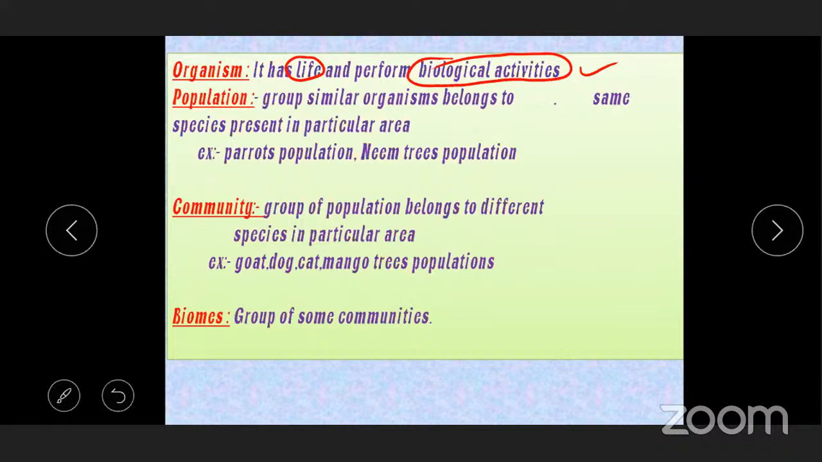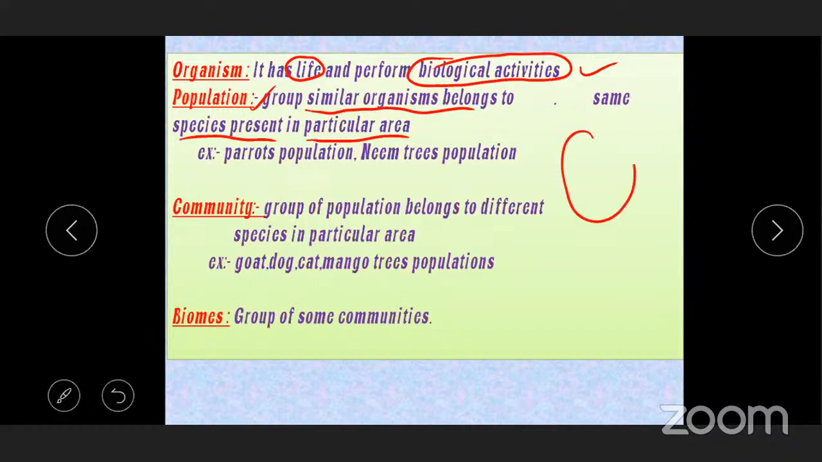A group of similar organisms belonging to the same species present in a particular area is known as population. Population means what? In any area, there are different types of organisms. In that area, the group of similar organisms belonging to the same species is known as population.